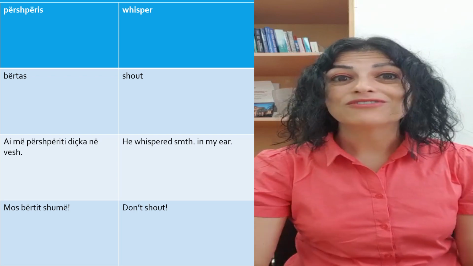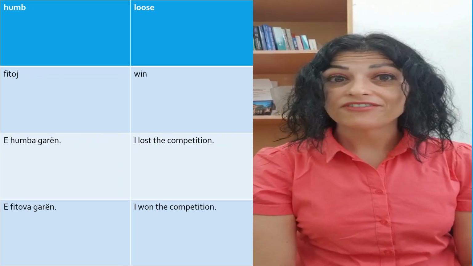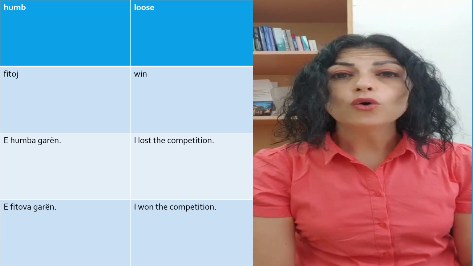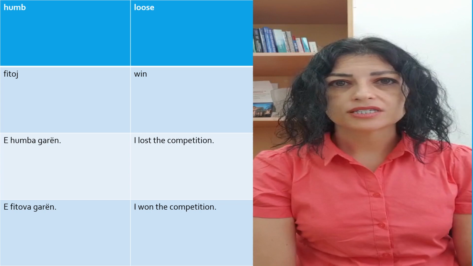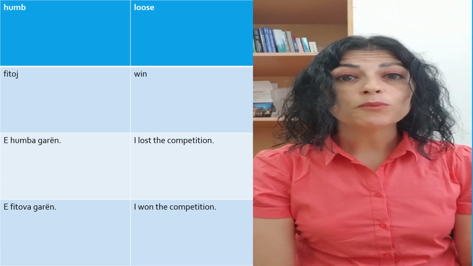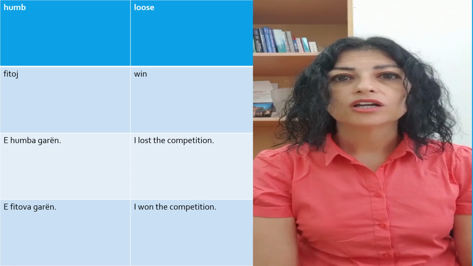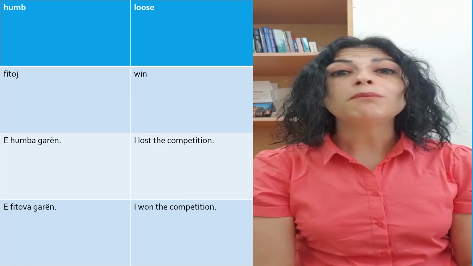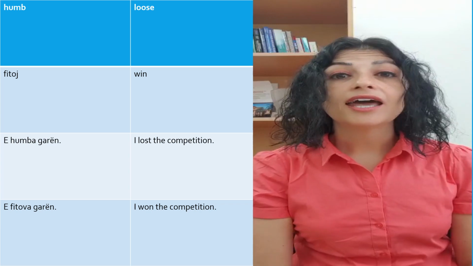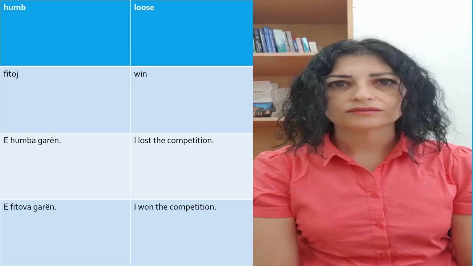Let's see some more verbs. These two verbs also, they are very common and very useful. Humb. Humb, to lose. And the opposite is fitoj. Fitoj, to win. For example, e humba garën. E humba garën. I lost the competition.